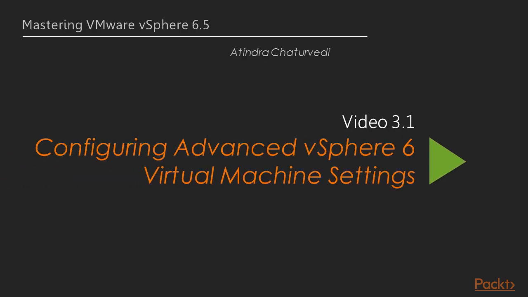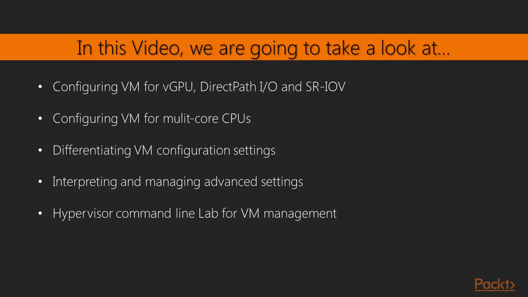In this video, we are going to configure advanced vSphere 6 virtual machine settings. We will look at configuring virtual machines for virtual graphical processing units. We will look at direct path IO as well. We will go through the process of understanding what it actually means, as well as SR-IOV. We will configure our VMs to utilize modern multi-core CPUs.